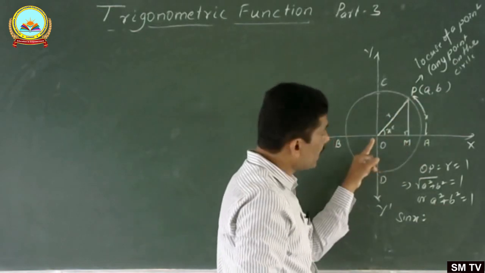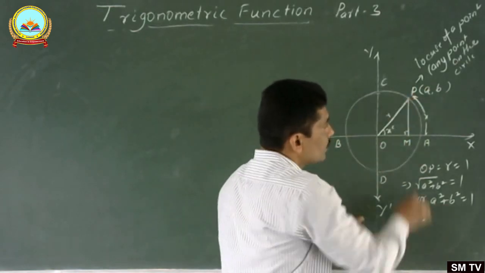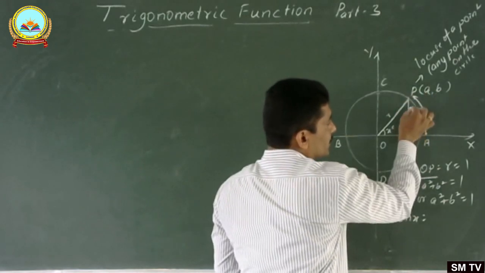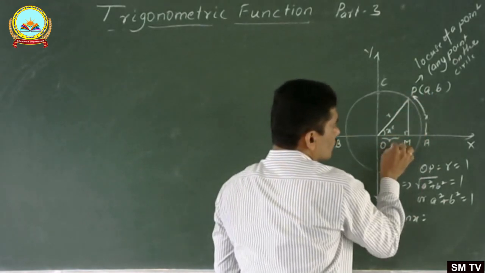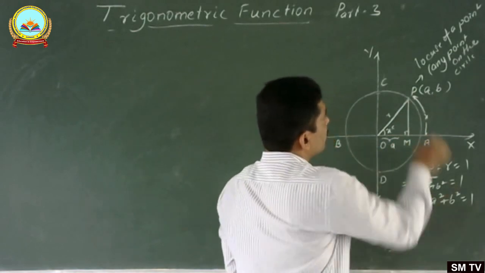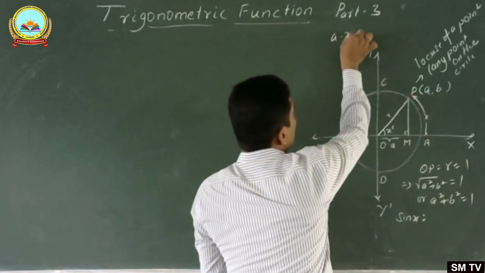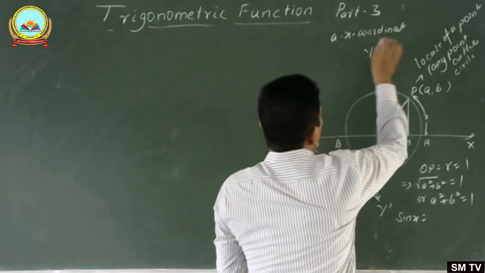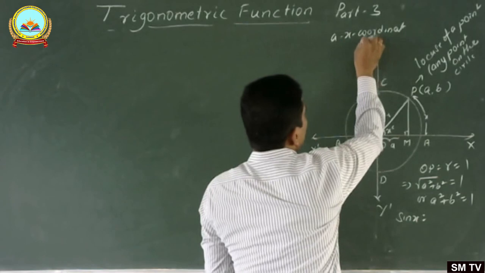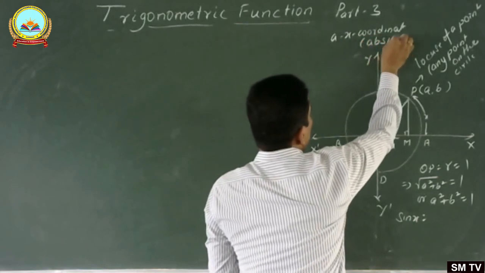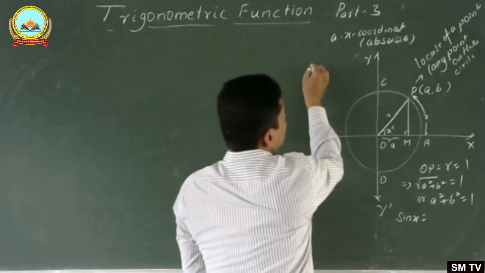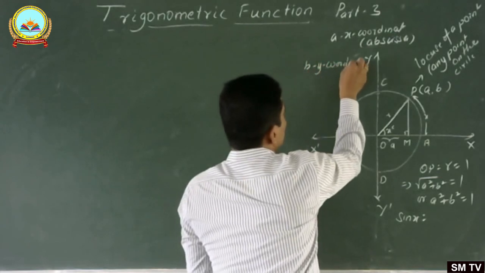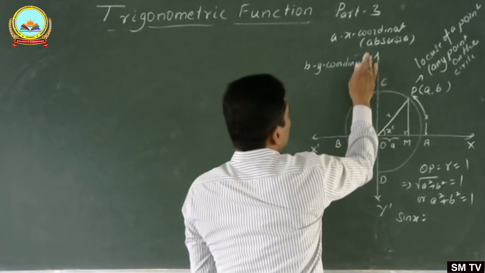PM divided by OP. What is PM? The coordinate of P is a comma b, which means the distance OM is equal to the x coordinate a. Here remember a means x coordinate or abscissa, and b means y coordinate or ordinate.